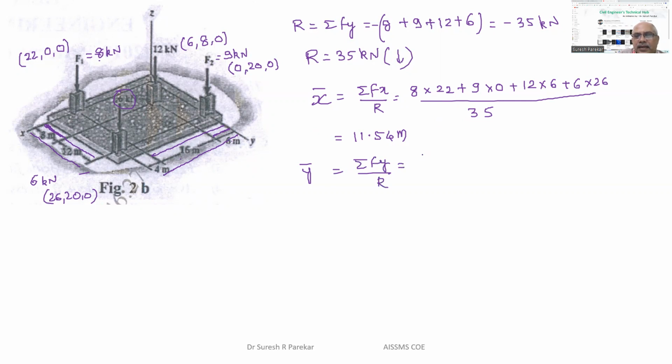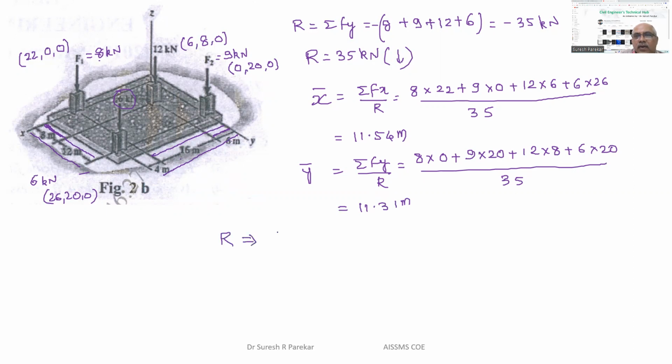Then F1 is 8, 8 into 0 because it is on the x-axis, plus 9 into 20, it is on the y-axis, plus 12 into 8, plus 6 into 20, and divided by 35. And then we will get y bar as 11.31 meters. So we have R, 35 kilonewton acting downward at x 11.54, y 11.31 and z 0. So likewise, we have to solve these problems and then we will get the answer.